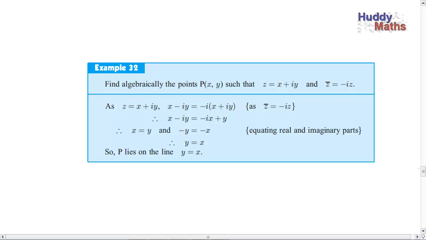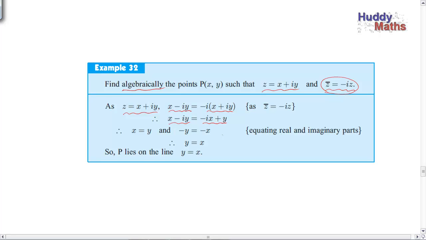Find algebraically the points x, y such that z equals x plus yi and the conjugate of z is negative i z. Okay, so you're looking for points now that are satisfying both of those conditions. So what could you do? Algebraically as a clue, you'll go to x plus yi and here simplify this idea here. The conjugate of z is negative i z. So here's the conjugate of z, which is negative i by that. Therefore, we've got these two parts here.